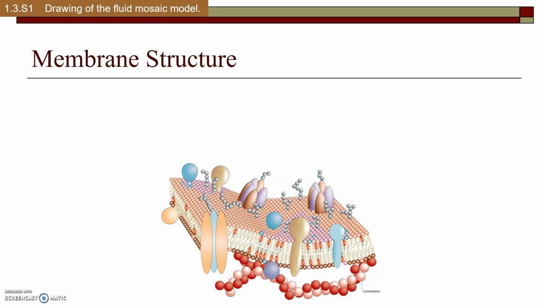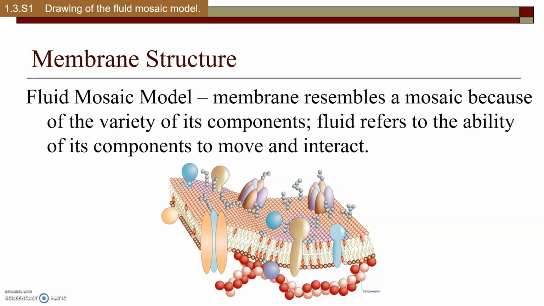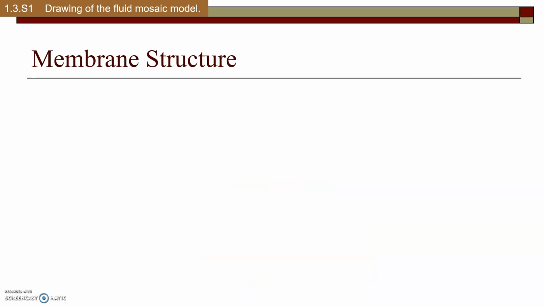So before you get to work illustrating, I want to talk just a little bit about the different structures that you find within the plasma membrane. It is referred to as a fluid mosaic model. Mosaic because it has so many different components, and fluid because the components move and interact, so it's not stationary, and the components within the membrane actually slide back and forth around each other to some extent. The membrane is made up of three basic structures.